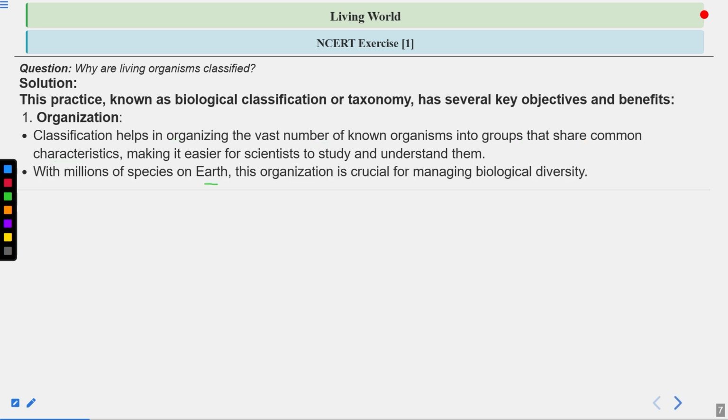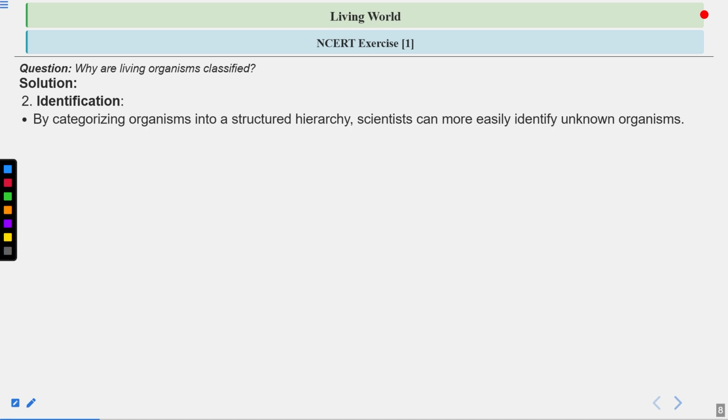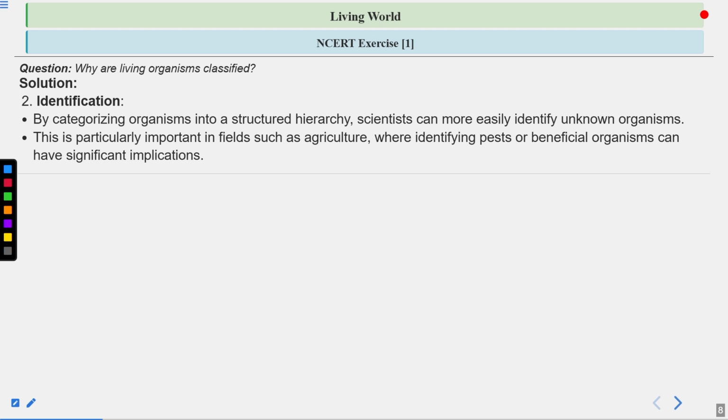Now, there are millions of species on the earth. So this organization is very important for managing the biological diversity. Next is identification. By characterizing organisms into a structural hierarchy, scientists can more easily identify unknown organisms. This is particularly important in fields such as agriculture, where identifying pests and beneficial organisms can have significant implications. So you can identify the pest which causes harm to the crops, or you can identify beneficial organisms which can enhance the productivity of the crop plants.